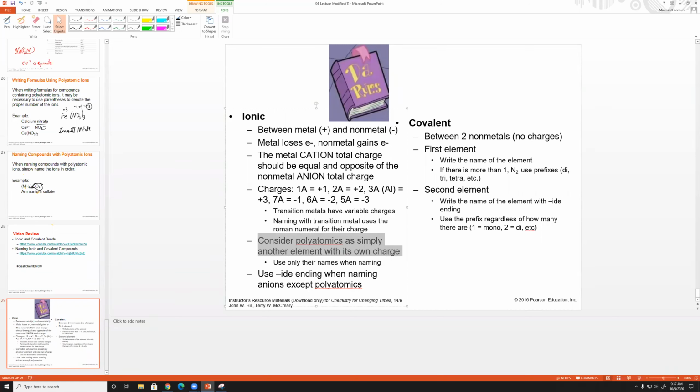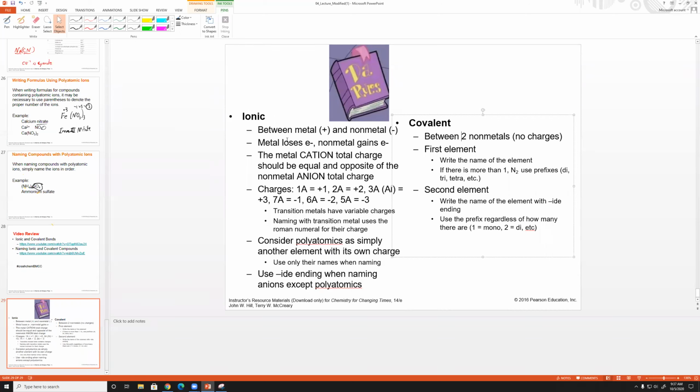Polyatomic ions are simply another element with its own charge. You consider them like that. So it's just a group, and you put that group together. And you normally use the IDE ending except when you're dealing with polyatomics.